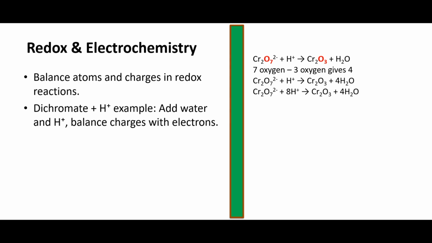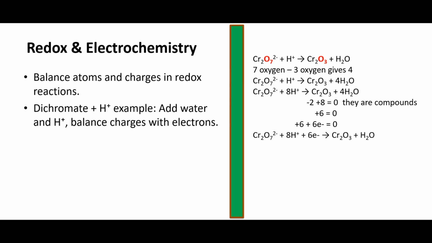Let's balance the charges. Dichromate charge is 2-. Hydrogen ion total charge is 8+. By summation, it yields +6. The product side has no charge. Place 6 electrons at the reactant side so that +6 charge and 6 electrons summed together will be 0. The equation is balanced. Try this one.